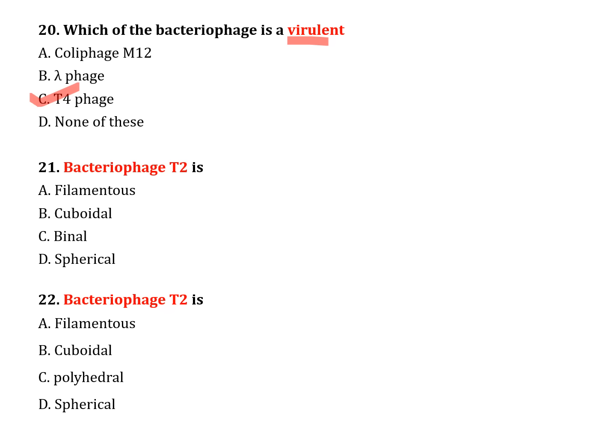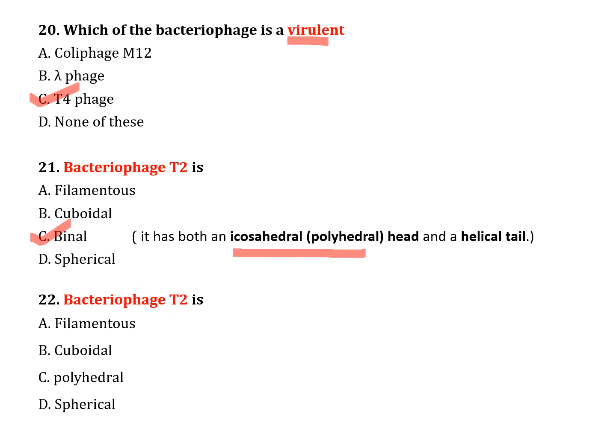Bacteriophage T2 is option A, filamentous. Option B, cuboidal. Option C, binal. Option D, spherical. Correct answer is option C, binal. Binal means the head is icosahedral, that is polyhedral head, and the tail is a helical structure. This is called binal. The next question, number 22.